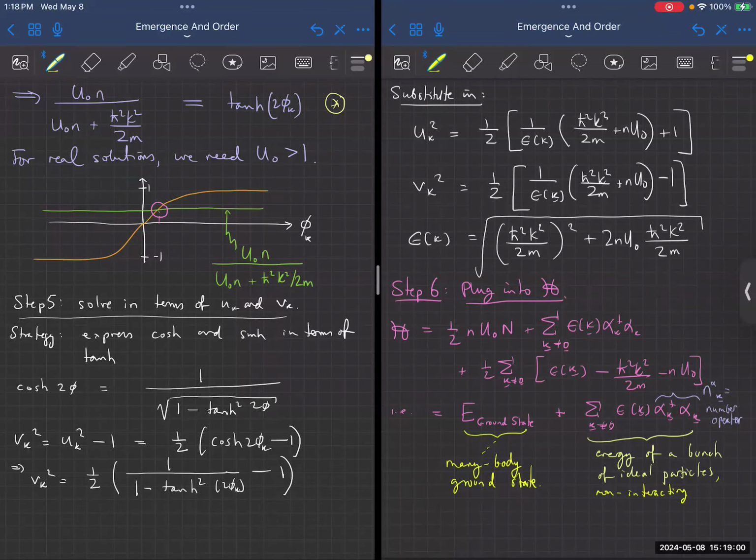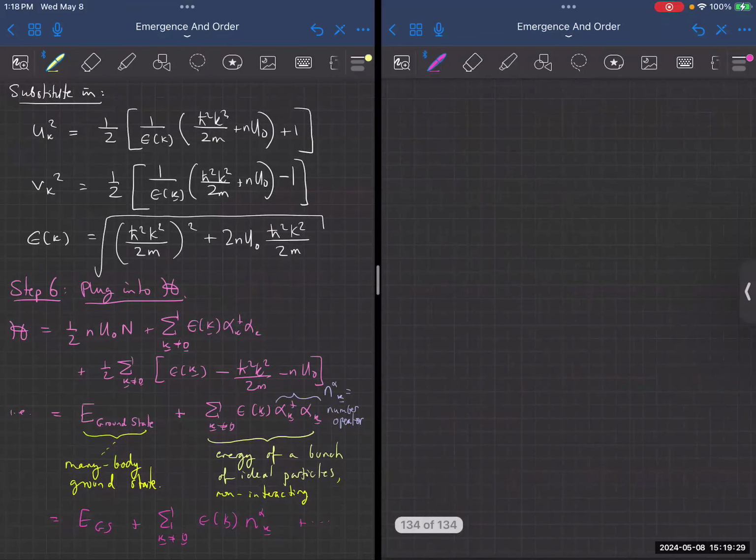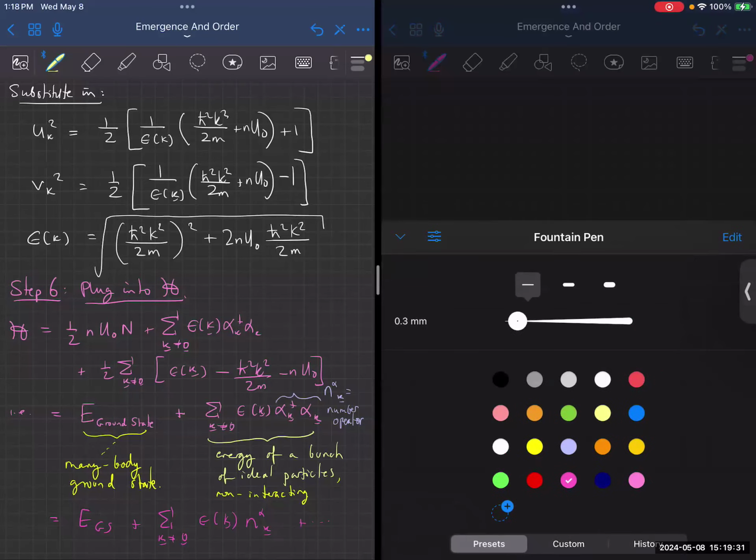So again, let me just make sure that it's all written down in black and white. Energy of the ground state plus the sum over k not equal to 0, and then epsilon of k times the number of these alpha particles, k, and then these higher order terms that we've neglected. This is our quasi-particle description of the system.